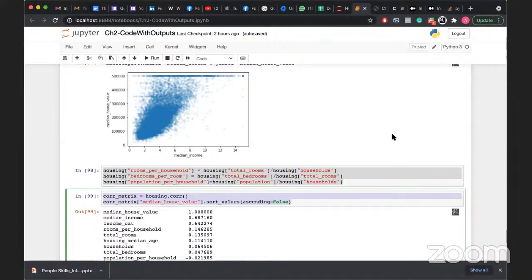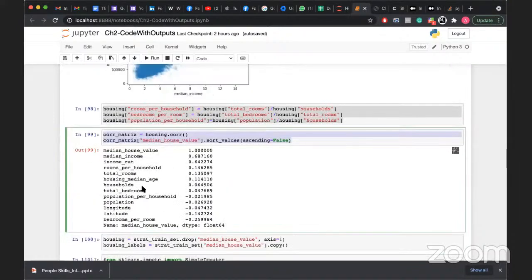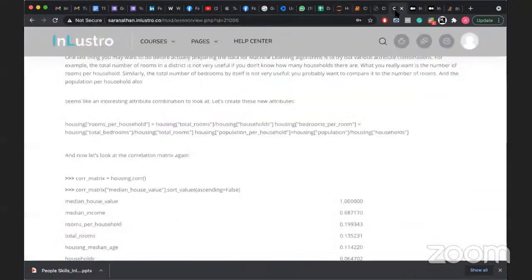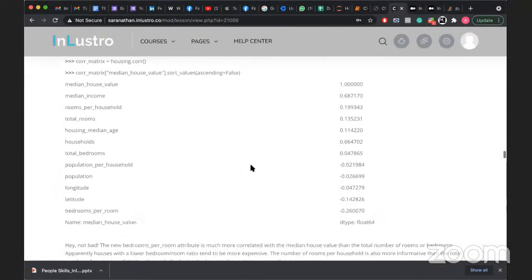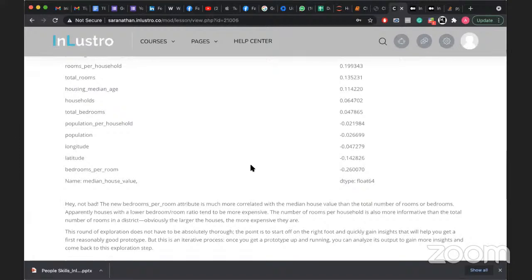Good. So what are the new correlation matrix values? We observe that once we computed the new attributes, bedrooms per room and rooms per household, they have stronger, higher correlation matrix values. So one thing we can understand is that these new attributes are more meaningful. So at times we construct new attributes in order to have stronger and more meaningful relationships.